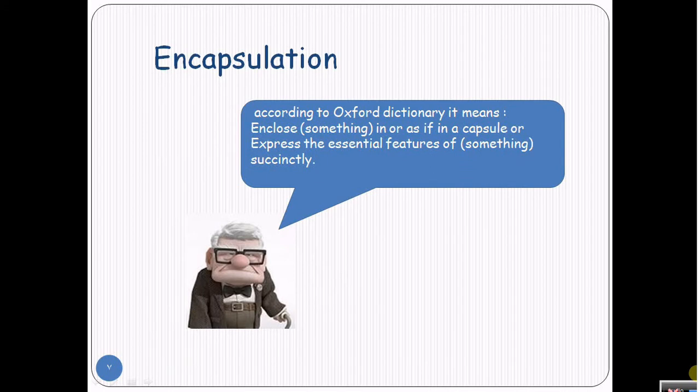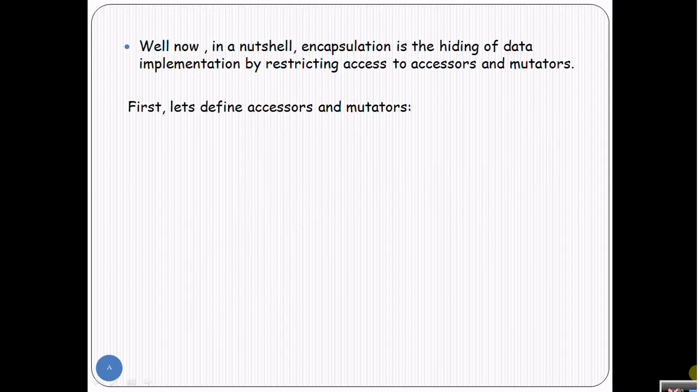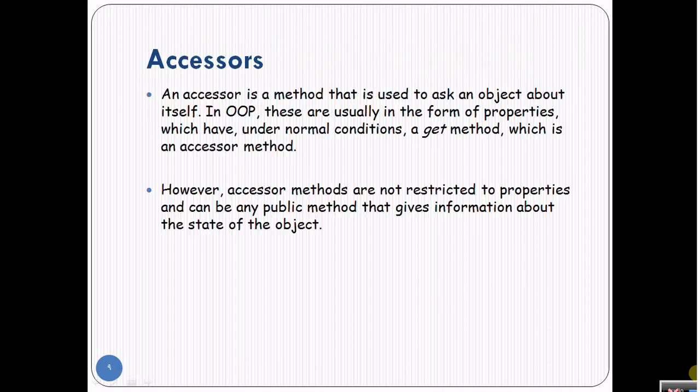Encapsulation means to enclose something in, or as if in, a capsule, or to express the essential features of something. Now, in a nutshell, encapsulation is the hiding of data implementation by restricting access to accessors and mutators. We will define accessors and mutators.